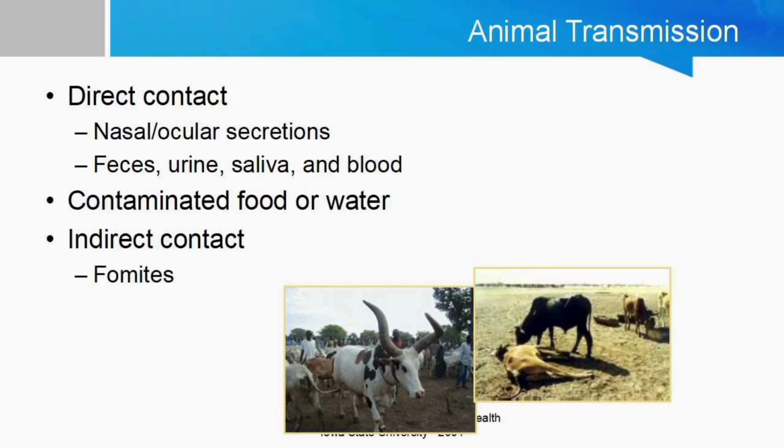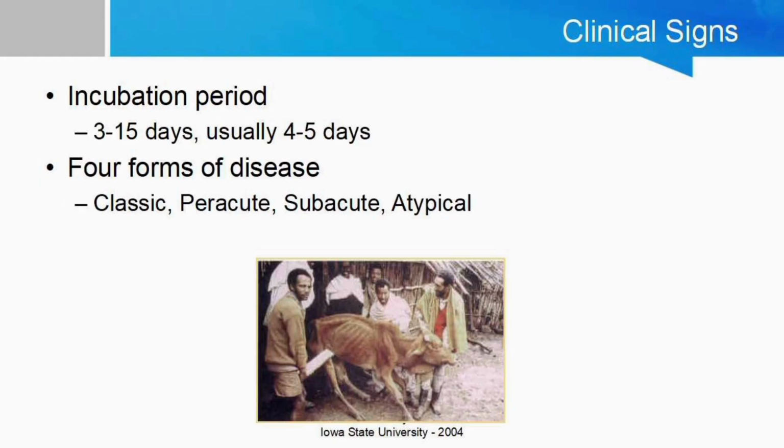Rinderpest virus is mainly transmitted by direct or close contact with infected animals. Virus is shed in the nasal and ocular secretions and in feces, urine, saliva, and blood. To a lesser degree, contaminated food or water can transmit the rinderpest virus, as well as fomites. The incubation period as well as the clinical disease varies with the strain of the virus, dosage, and the route of exposure. Following natural exposure, the incubation period ranges from 3 to 15 days, but it is usually 4 to 5 days.